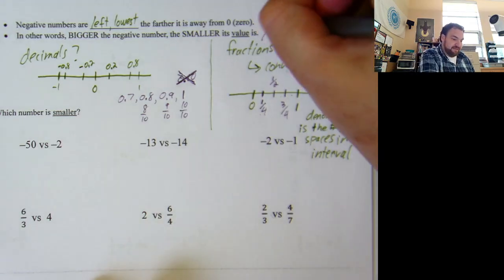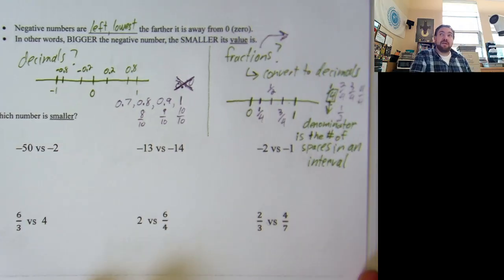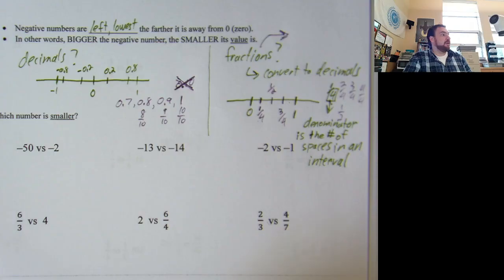Does anyone have another way to compare the sizes of fractions? Let's say I wanted to do this. 2/3 versus 4/7. The sevenths are awful decimals, and I'm not giving you a calculator, so that's going to be a terrible way to do it. And if all I want to know is, we're not placing these on number lines yet, I just want to know which one's bigger. What's an easy way to do it?